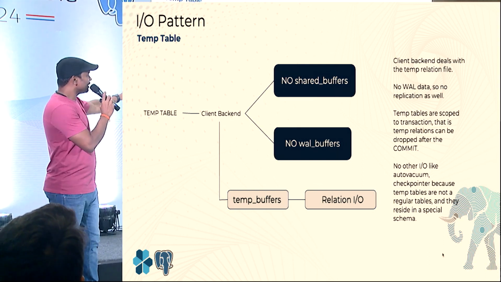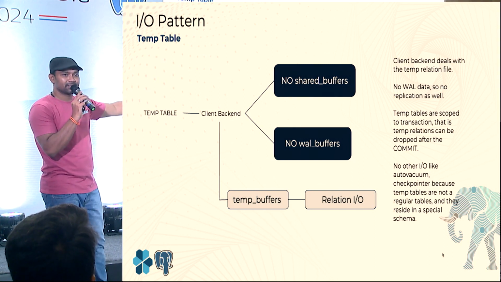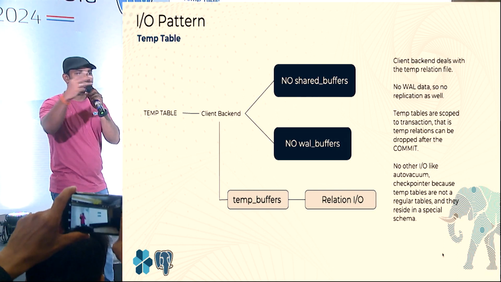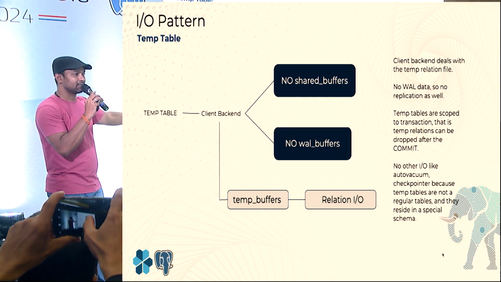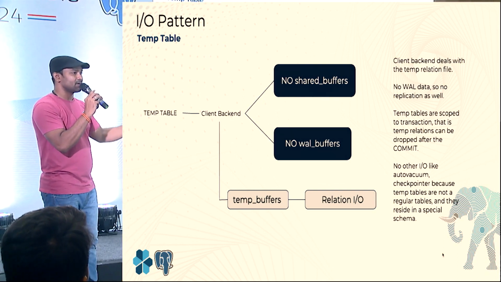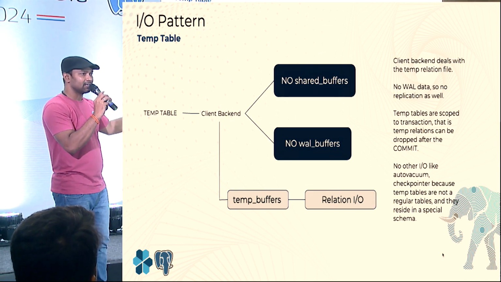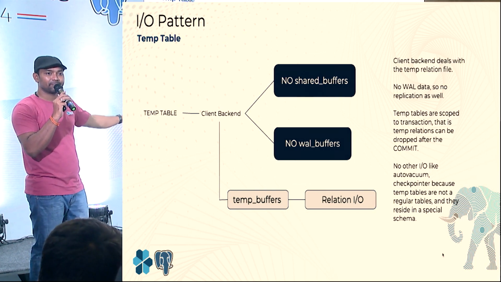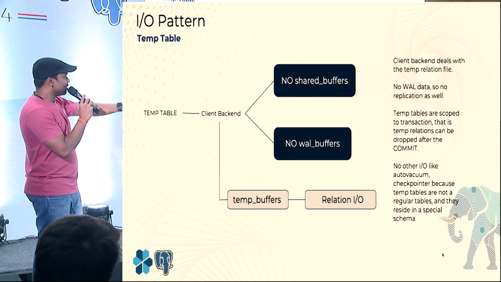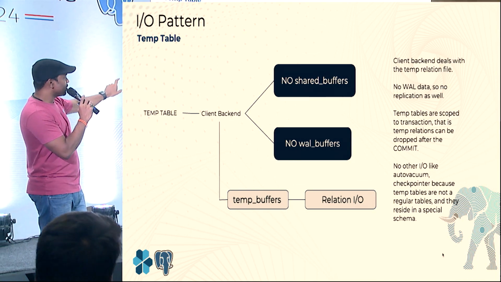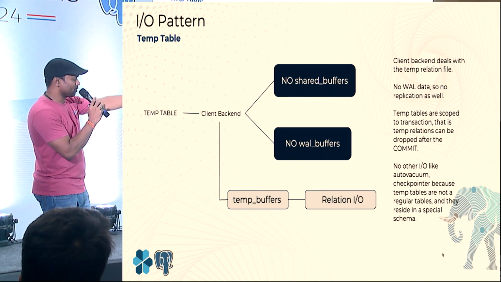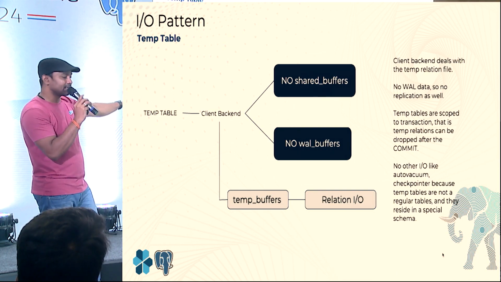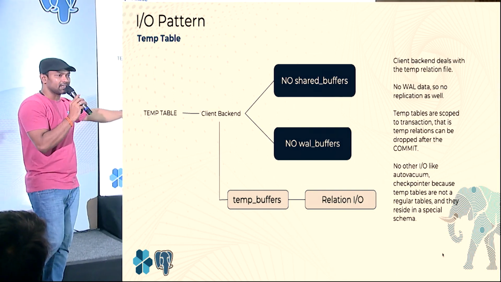Also, temporary tables don't go to shared buffers, because shared buffers is the common area for all the connections. But temp tables are scoped to that session only. Once the session is gone, whatever data it created will be deleted as well. So in this case, there is no I/O from the WAL writer and no I/O from any of the other processes. It's pure I/O from your client backend. It goes to temp buffers and it goes to relation I/O.